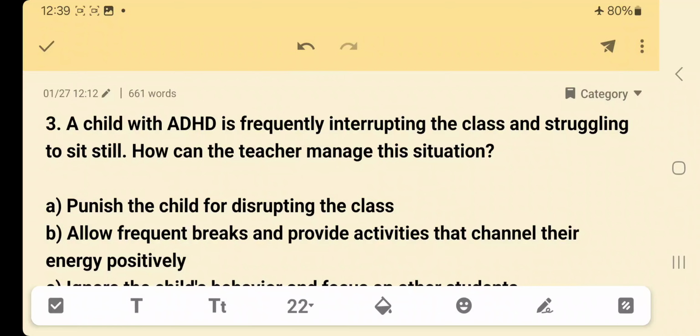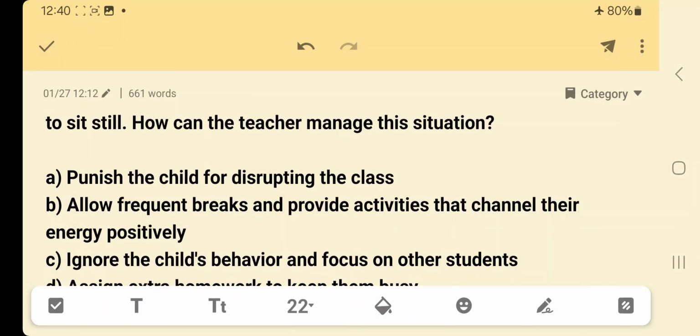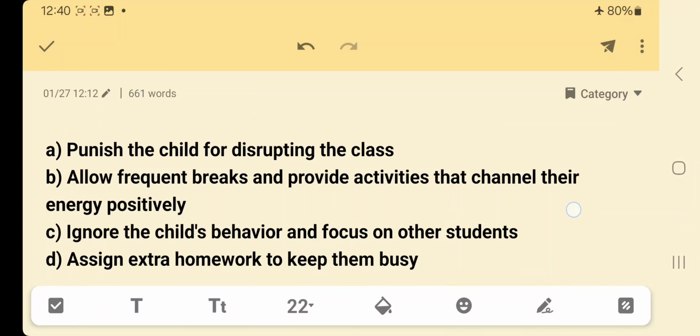How can the teacher manage this situation? Option A. Punish the child for disrupting the class. Option B. Allow frequent breaks and provide activities that channel their energy positively. Option C. Ignore the child's behavior and focus on other students.